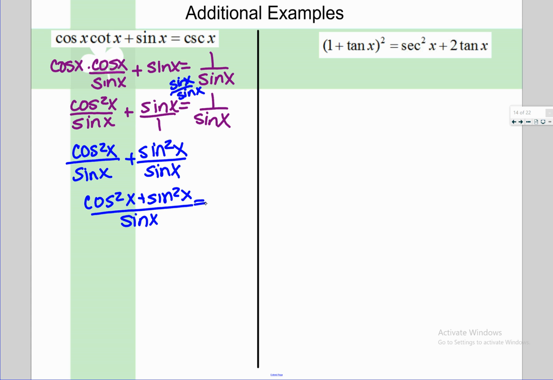And now there's something you should recognize there. Cosine squared plus sine squared is 1 over sine. And I already have 1 over sine here. End of my proof.